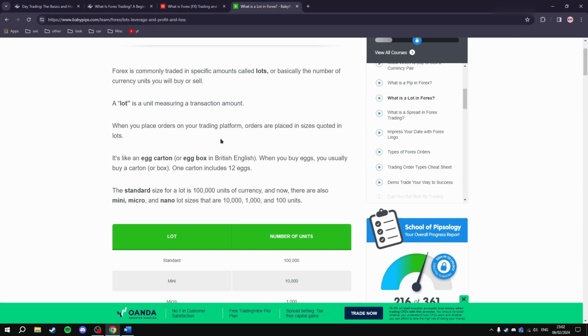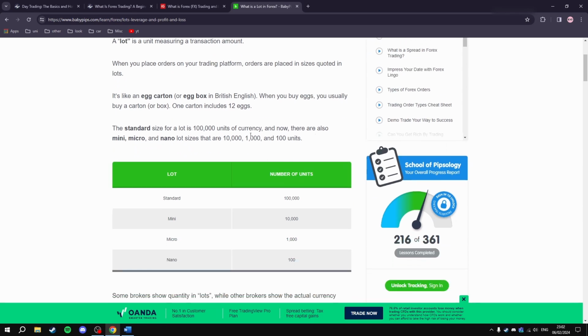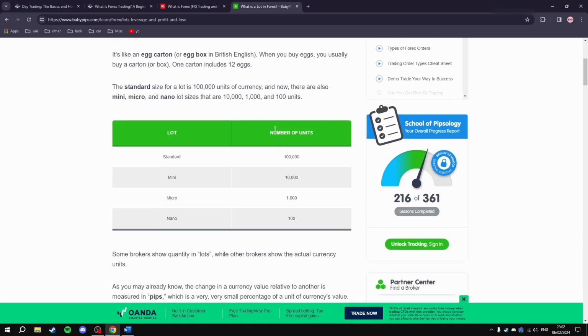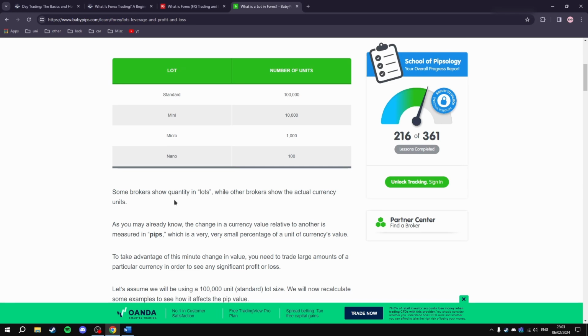The standard size for a lot is 100,000 units of currency, and now there are also mini, micro and nano lot sizes that are 10,000, 1,000, 100 units. So standard lot is 100,000, mini lot is 10,000, micro lot is 1,000, nano lot is 100. Some brokers show quantity in lots, whilst other brokers show the actual currency units.